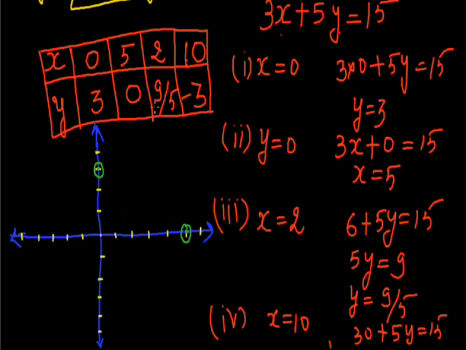Now we see that the third point is somewhat difficult to locate, so we can get the next point also. As we see that the third point is when x is 2, y is 9 by 5, that is 1.8. Something less than that, we can join these points to get a straight line. This is the line of the equation 3x plus 5y equals to 15.